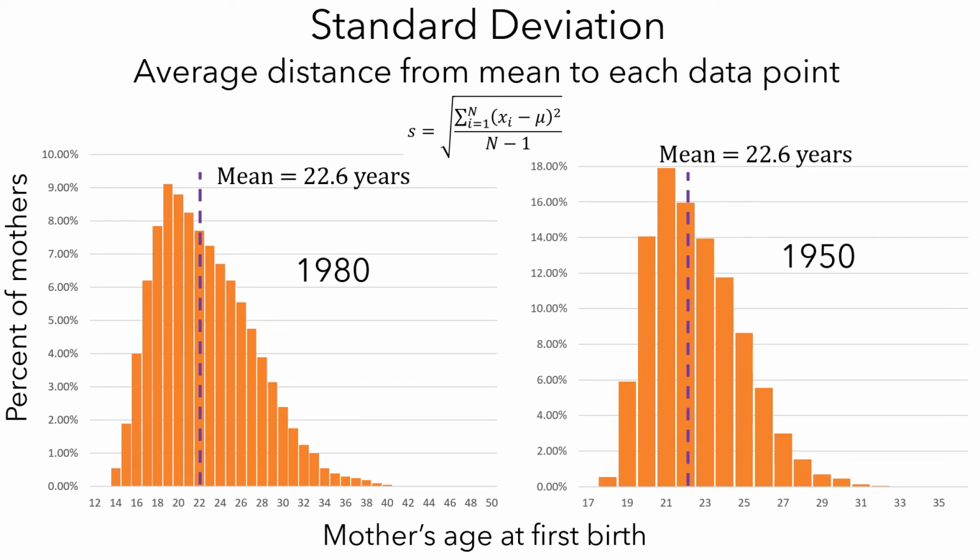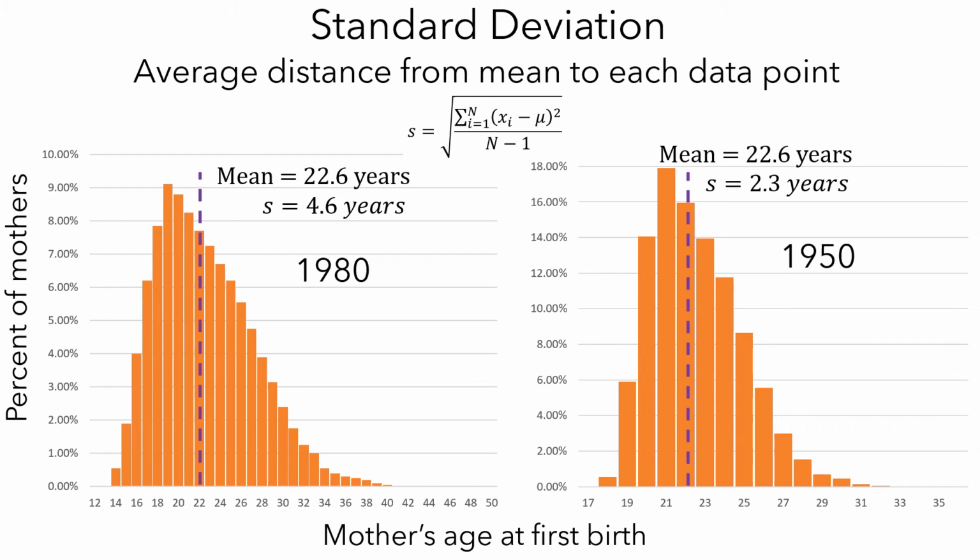The standard deviation is used in conjunction with the mean. For 1980, the standard deviation is 4.6 years. This tells us that individual mothers tended to have their first child when they were 22.6 years old, but in the entire sample, mothers tended to be 4.6 years younger or older than the mean when they had their first child. And in 1950, the standard deviation was 2.3 years.